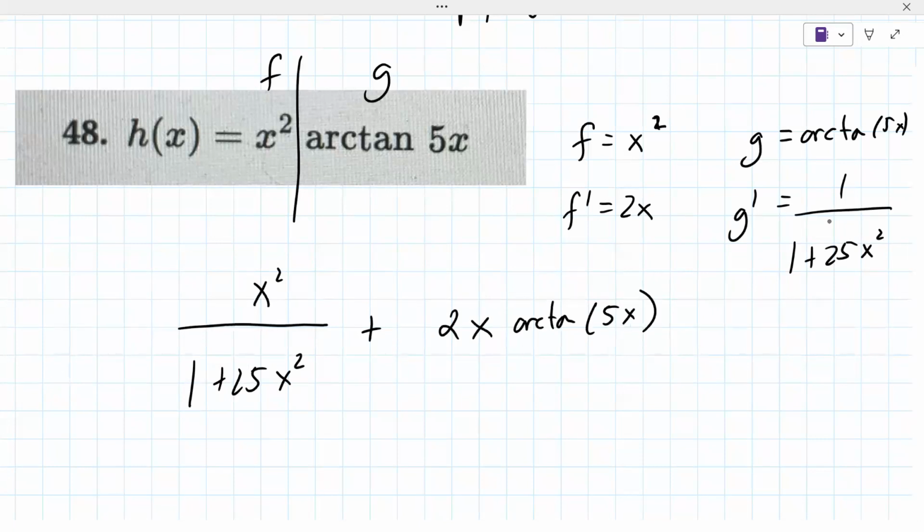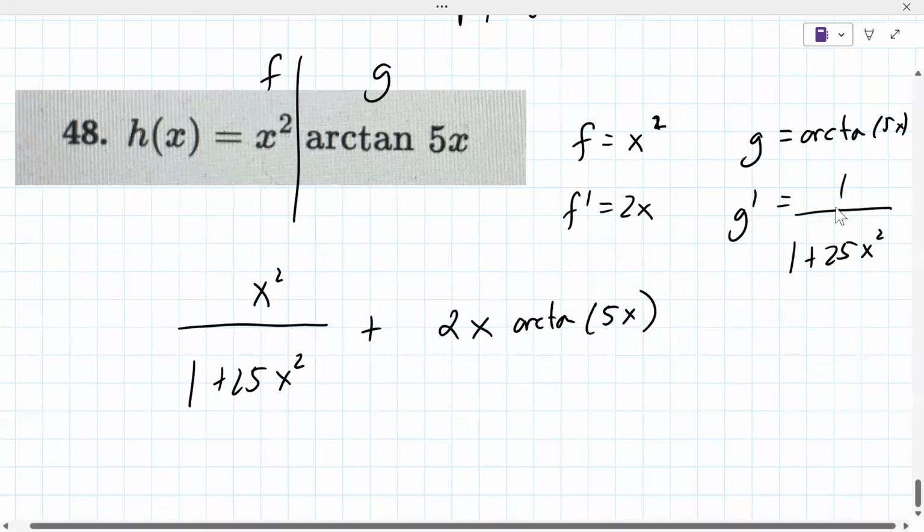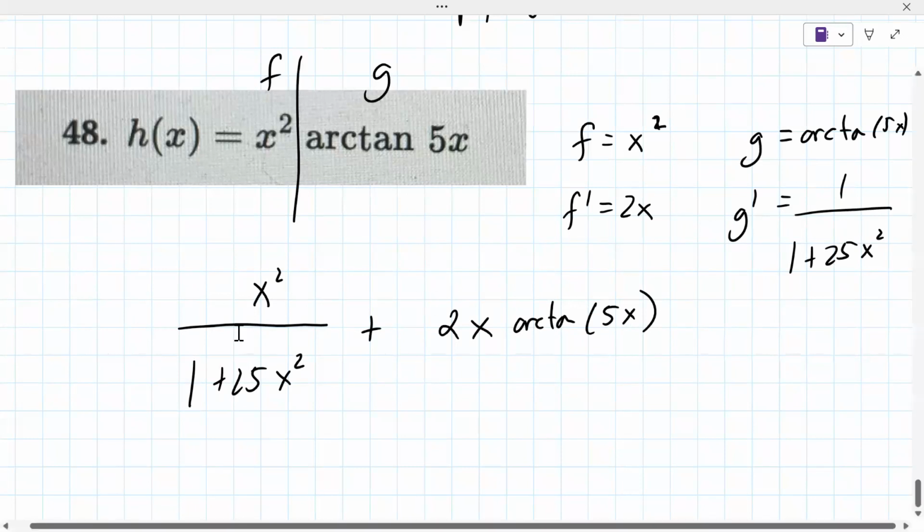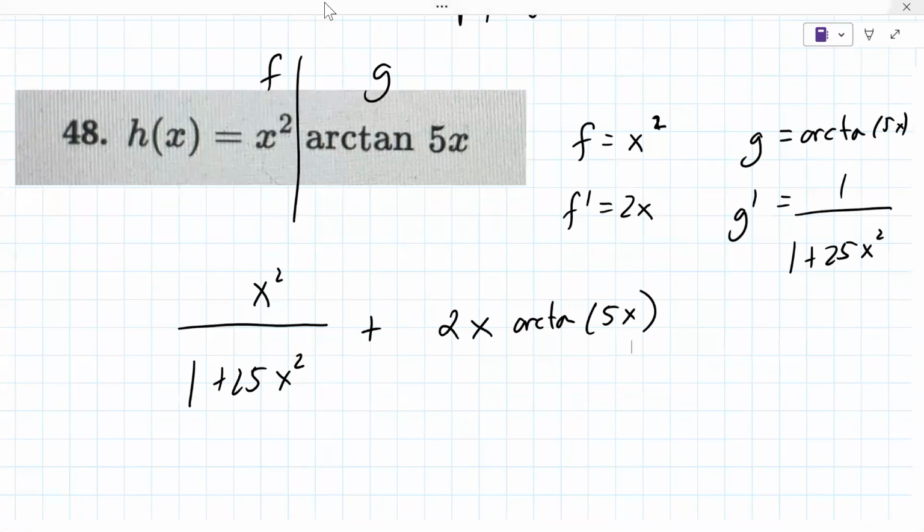Now you could make a common denominator here, but it's pretty rare. They're not going to make you multiply top and bottom by 1 plus 25x squared and then break it apart into two terms. It probably would look something closer to this. Okay.